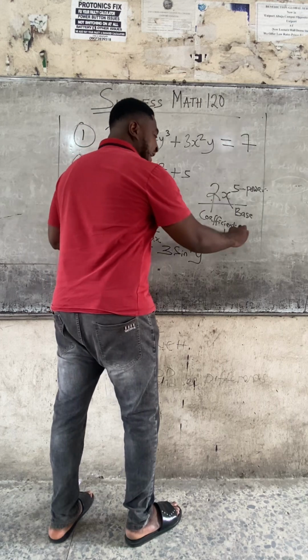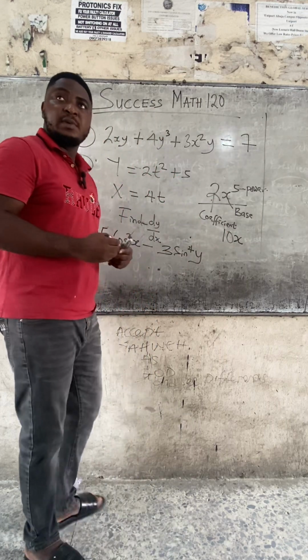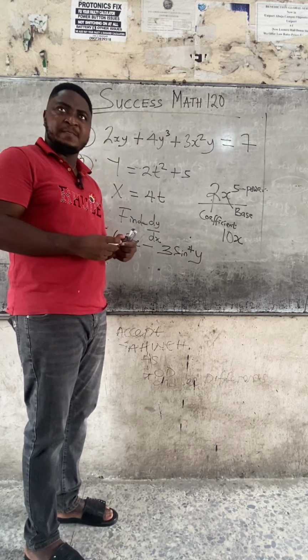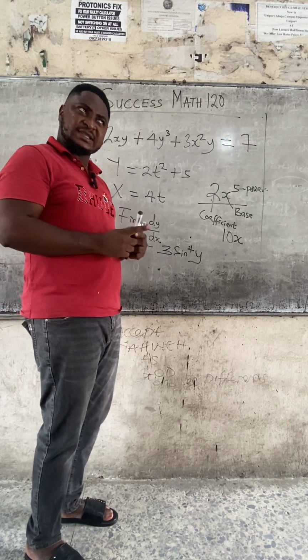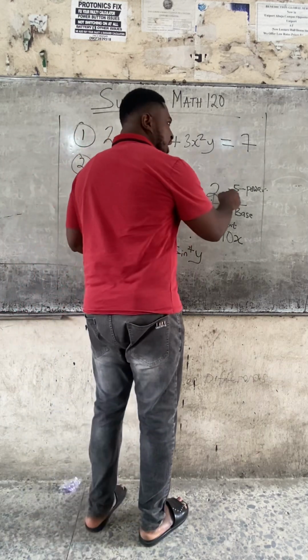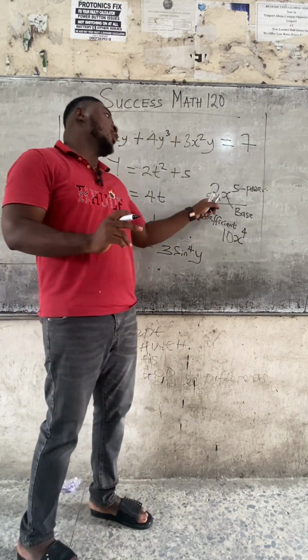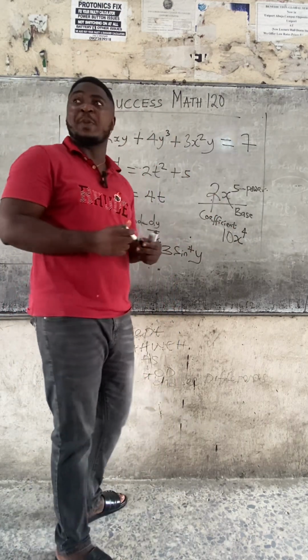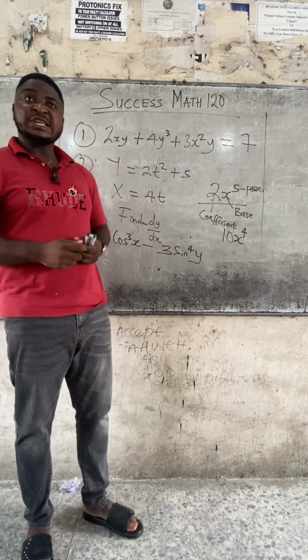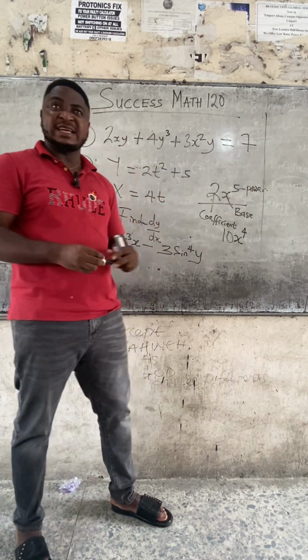Step 2, repeat your base, x. Please follow carefully. This is not a course you joke with. And step 3, subtract 1 from the power, 5 minus 1. So class, the differentiation of 2x raised to power 5 is 10x raised to power 4.